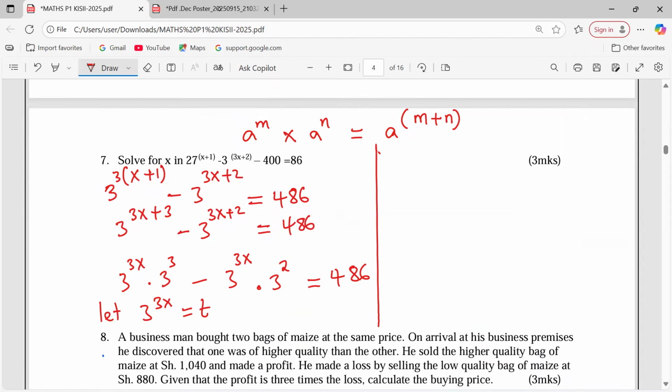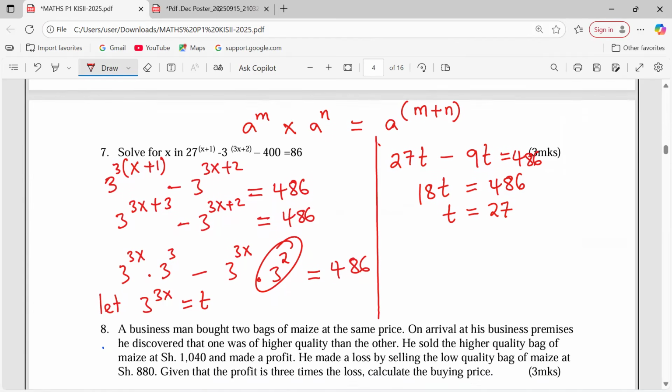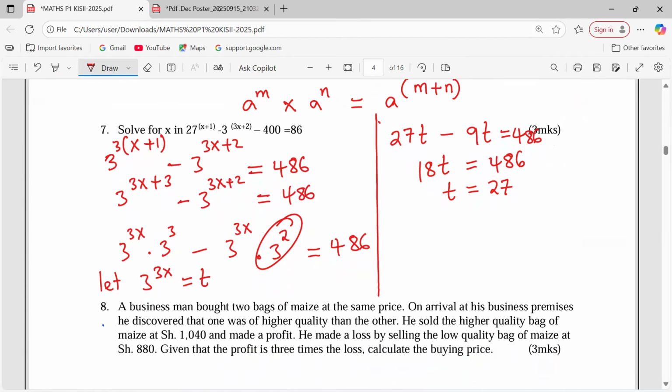Then we proceed in the expressions. Now, we're going to talk about 3 power 3 is 27. So 27 t, minus 3 squared here, this is 9 t, equals 486. So when we take 27 and subtract 9, we get 18 t equals 486. What about the value of t? The value of t shall be 486 over 18, which is 27. So with 27 now, what had we let to be t?